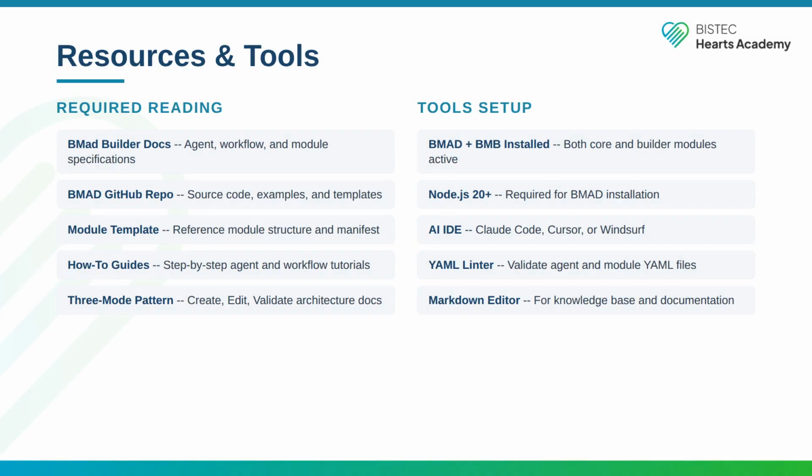For required reading, the BMad Builder docs are your primary reference, covering the agent, workflow, and module specifications in detail. The BMAD GitHub repo has source code, examples, and templates you can study. The module template is a reference implementation showing what a well-structured module looks like. The how-to guides provide step-by-step tutorials for common tasks. And the 3-mode pattern documentation explains the create, edit, validate architecture in depth.